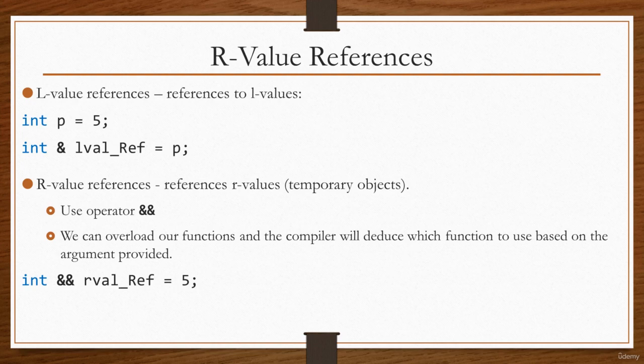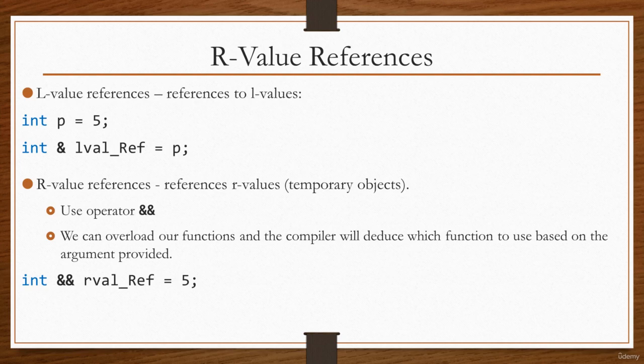Now an R value reference will reference R values or temporary objects. Of course, if you have some literal such as 5, or let's say you do 5 plus 5, and that returns some R value, so 10. That basically is a temporary object, right? It exists somewhere. It's not a variable, it's just a temporary object. Now you can actually create a reference to those temporary objects.